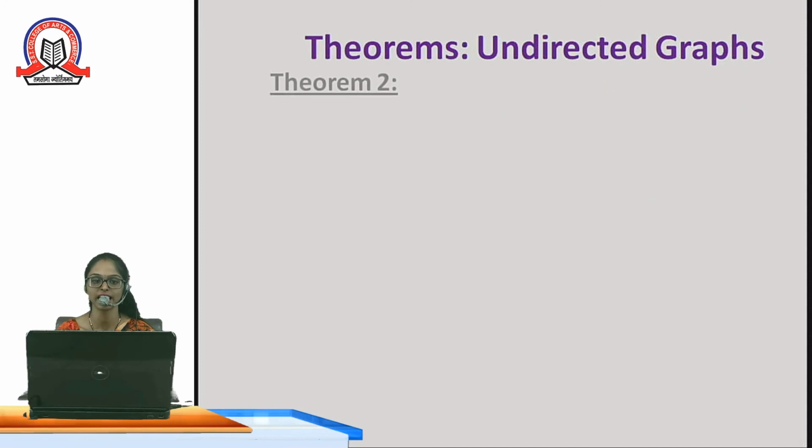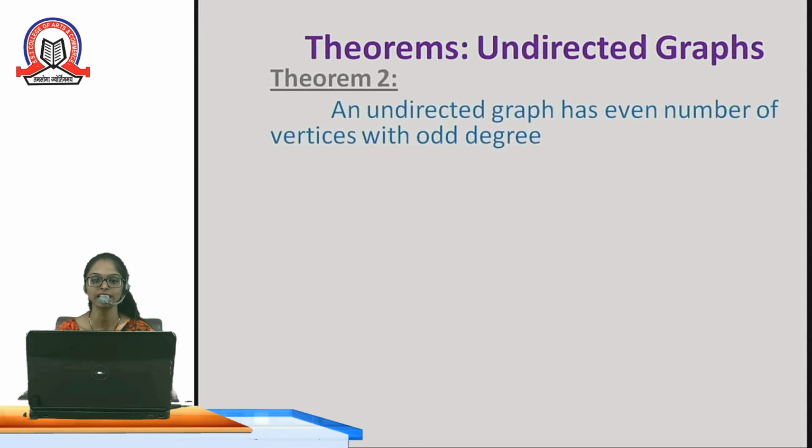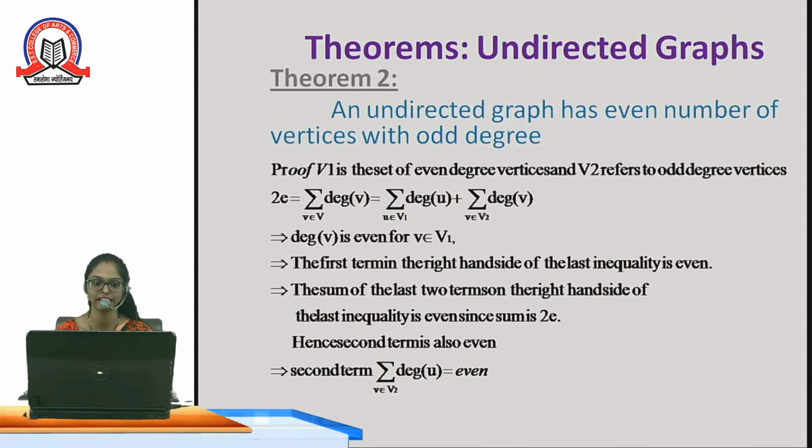Next one is the theorem: an undirected graph has an even number of vertices with odd degree. Using this theorem you can easily simplify directed and undirected graphs. Now what is its proof? My theorem statement is: an undirected graph has an even number of vertices with odd degree.